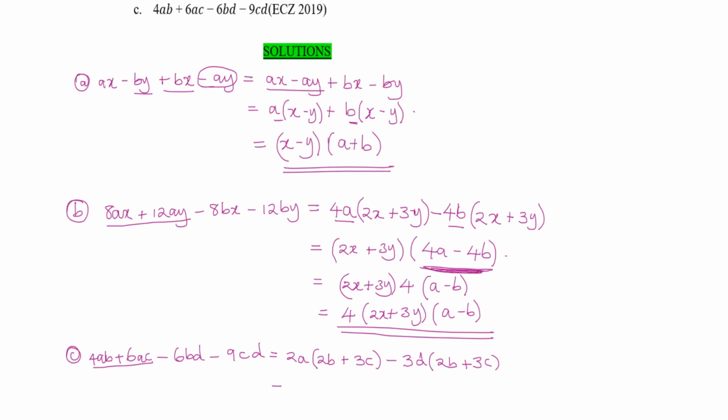When we look at what is in the pairs of brackets, we'll see that they are the same, so that will be common: 2b plus 3c. Then we have the other set of brackets. What is outside? It's 2a minus 3d. We close the brackets and this will be our answer.